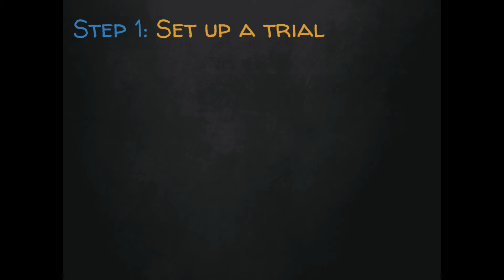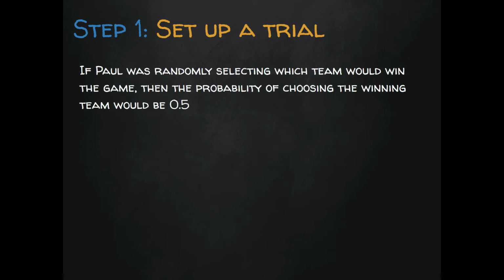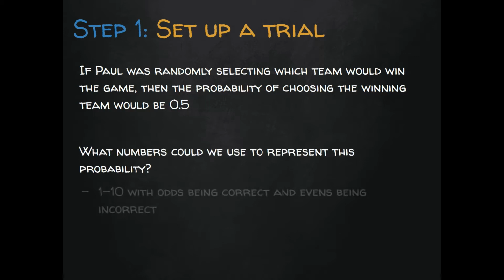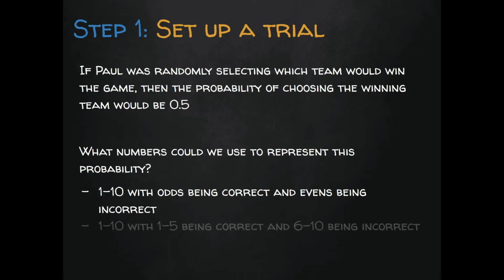The first thing we want to do is set up the trial using random numbers. Since the probability of Paul randomly selecting the winning team is 50%, we need to make sure that we choose numbers that represent that probability. Now we have quite a few options here. We could use the numbers 1 through 10 and have odds be that he correctly picked the winner and the evens be that he incorrectly picked the winner.